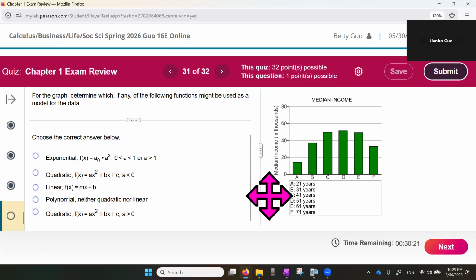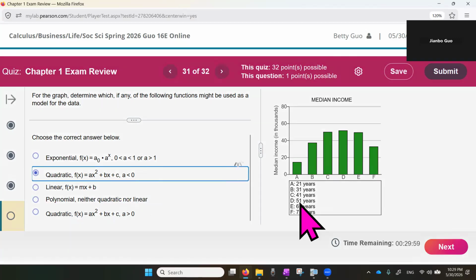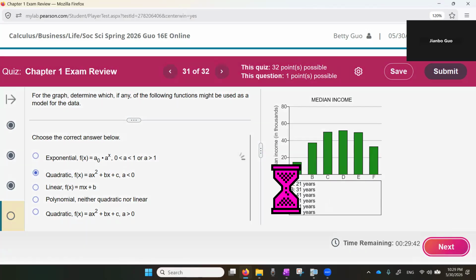Question number 31. For the graph, determine which of the following functions might be used as a model. This is a parabola. Obviously, this cannot be linear. This is a parabola facing downward. Quadratic. The leading coefficient has to be negative to make the graph open downward. If the leading coefficient is positive, it opens up, facing upward. So we're going to choose quadratic, leading coefficient negative, so going down, right? Last one.